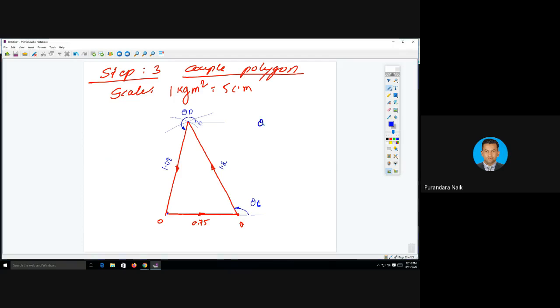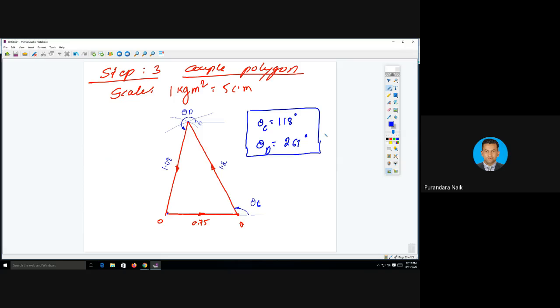If you measure theta C with the protractor, you will get 118 degrees. Theta D will get 261 degrees. Please make sure that you are getting the same answer. Plus or minus 5 degrees is acceptable, not more than that. The difference should be plus or minus 5 degrees.